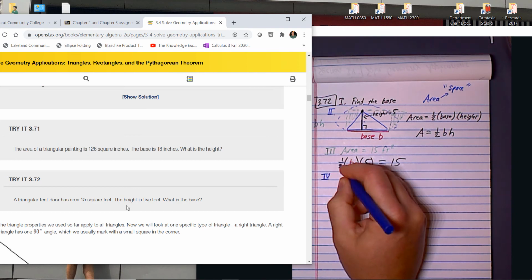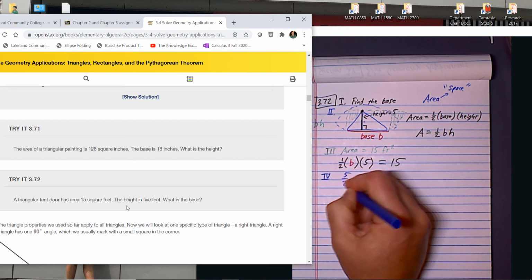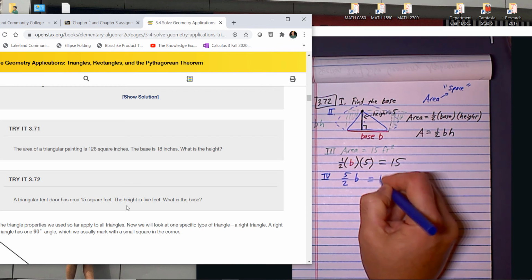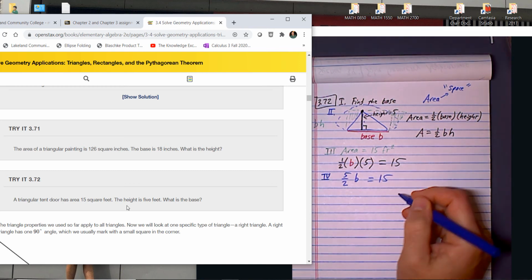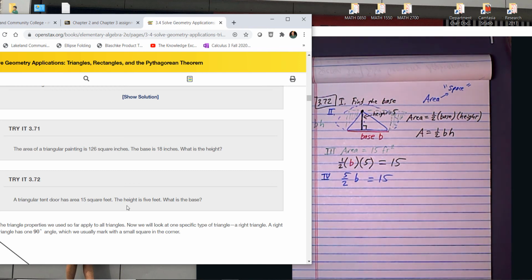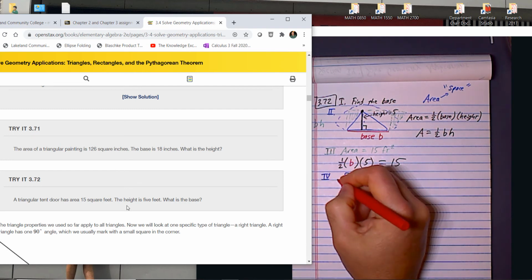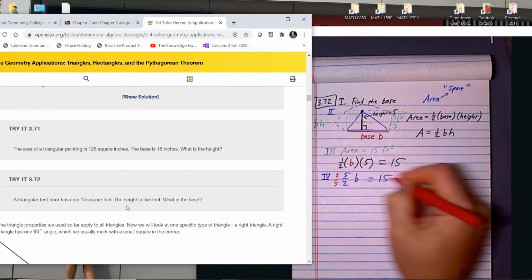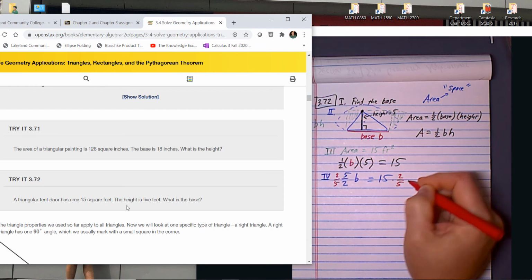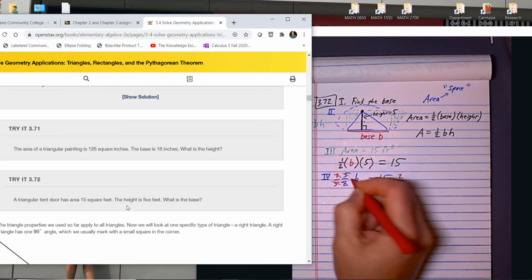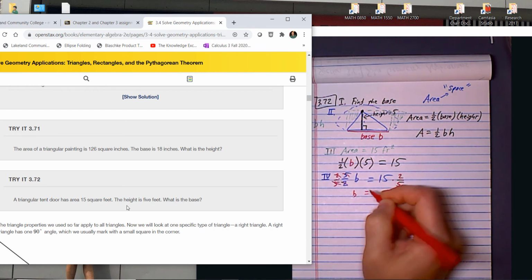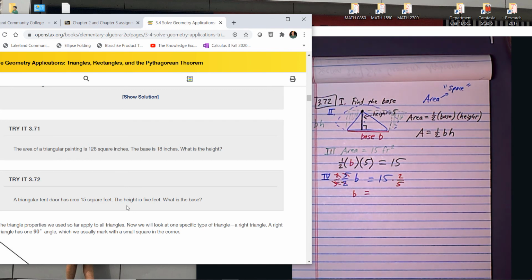Now, I'm going to multiply the half times 5. That's 5 halves times b is 15. And if you want to solve this in one step, you can multiply both sides by 2/5, because then the 2's cancel and the 5's cancel, and we have b by itself. Now you might say, well, what's going to cancel on the right?